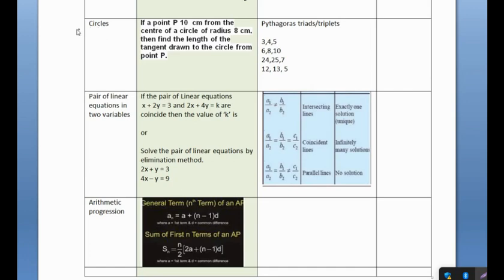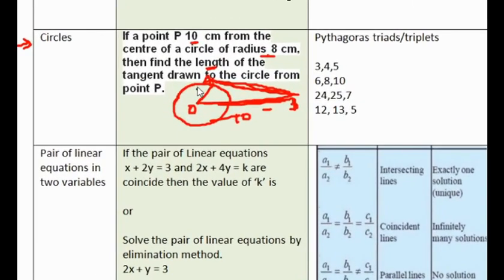One of the expected questions from the circle chapter: a point 10 centimeters away from the circle's center, radius is given, and they will ask you to find the length of the tangent. The standard form of the diagram will look like this, students. So here this one will be the hypotenuse, which will be the biggest side. So 10 centimeters away from the circle, radius is given as 8. Obviously, this will become 6 centimeters based on the trigonometric triad 6, 8, 10.